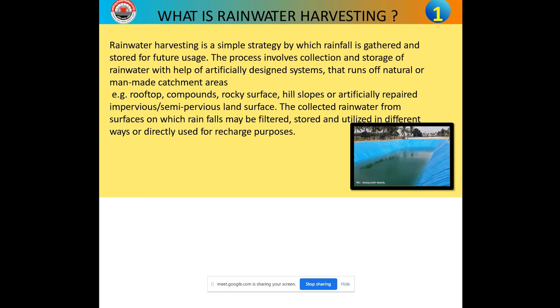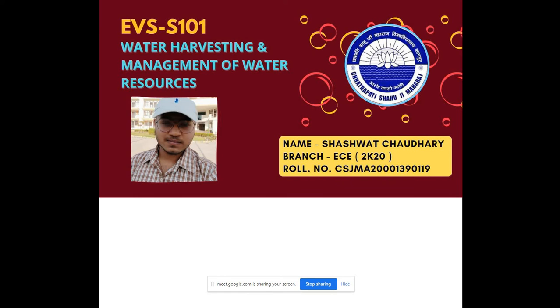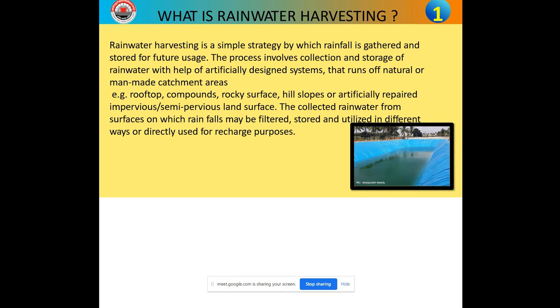Okay, ma'am. My name is Shashwat Chaudhary. Hello, everyone. I'm going to present on water harvesting and water resource management. Let us talk about what rainwater harvesting is. Rainwater harvesting is a simple strategy by which rainfall is gathered and stored for future use. The process involves collection and storage of rainwater with the help of an artificial design system that runs off natural or man-made catchment areas. Examples: rooftop, compound, rocky surface, and hilly slopes. So, what and how can we promote this water harvesting for future use?